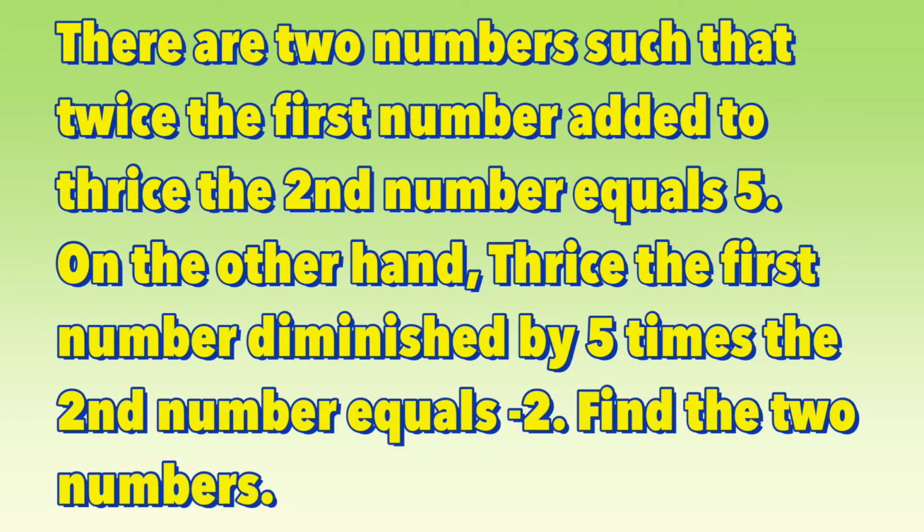Okay, next problem, number 6. There are two numbers such that twice the first number added to thrice the second number equals 5. On the other hand, thrice the first number diminished by 5 times the second number equals negative 2. Find the two numbers. So again, the problem is asking for the two numbers.